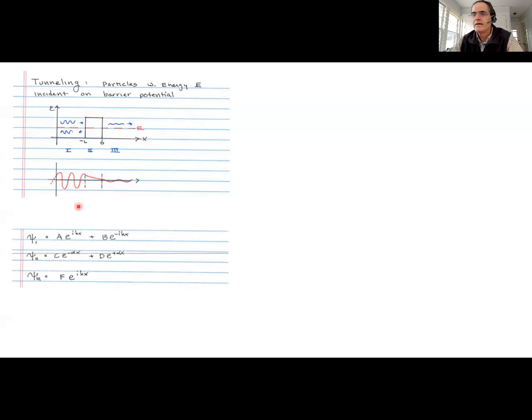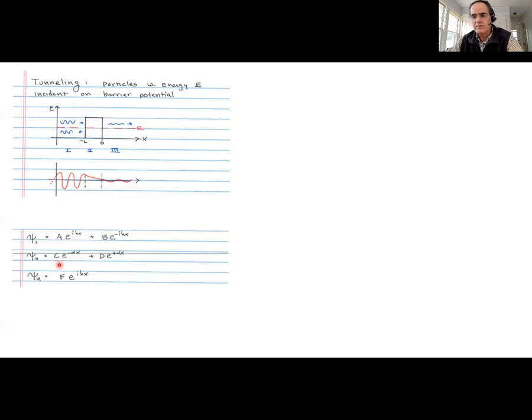There we are. So this is the form of the wave function in the 3 regions. In region 1, it's a general free particle wave function, A e to the i kx plus B e to the minus i kx, representing a wave moving to the right plus a wave moving to the left, the reflected wave.